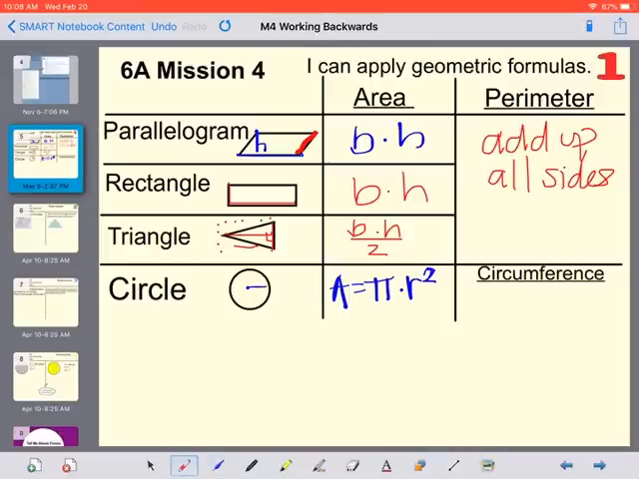Our circumference, we have two formulas that we could use. We have 2 pi r, 2 times pi times the radius, so 2 radiuses, which really make up from one side to the other our diameter. So our circumference could also be diameter times pi, or pi times the diameter, pi d. So the diameter, remember, is the same as 2 times the radius. So those are really the same equation. You can use either one.